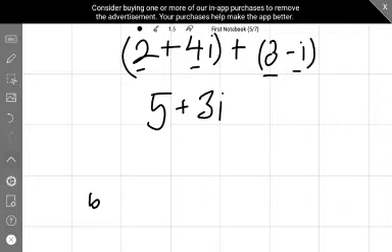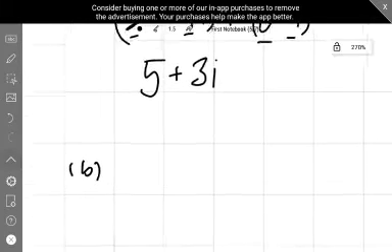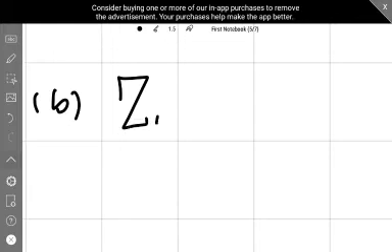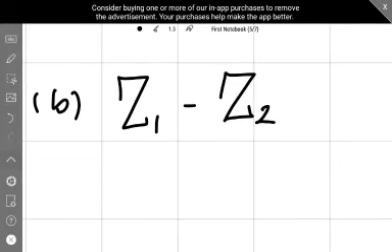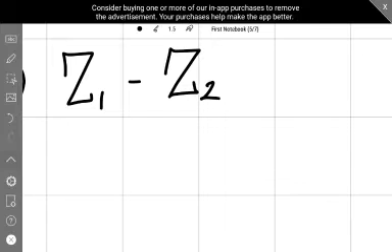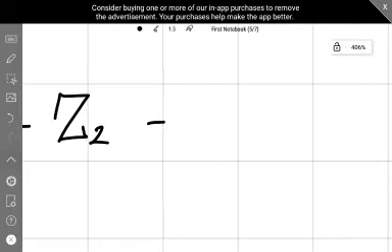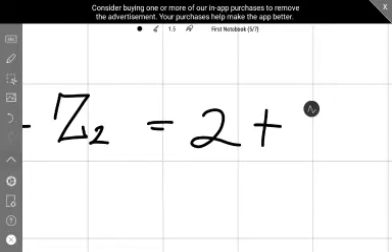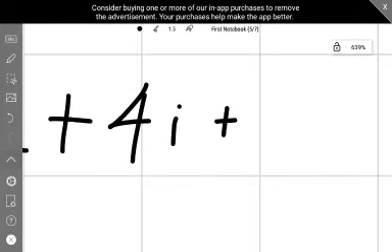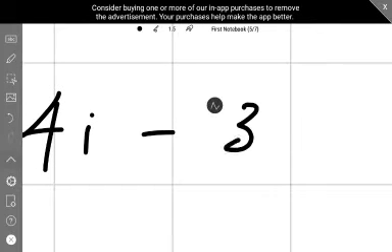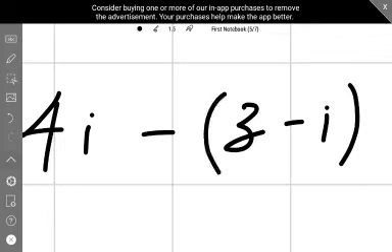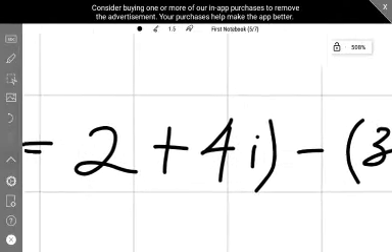For the B part, we have z1 minus z2. z1 is 2 plus 4i and z2 is 3 minus i. Oh, sorry, subtraction: minus (3 minus i). So this is one complex number, and this is another complex number right here.